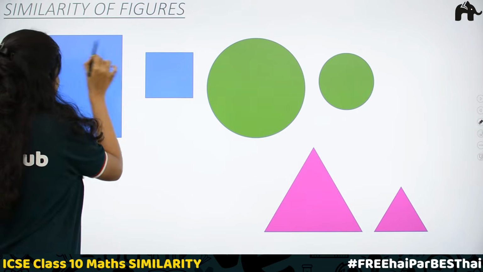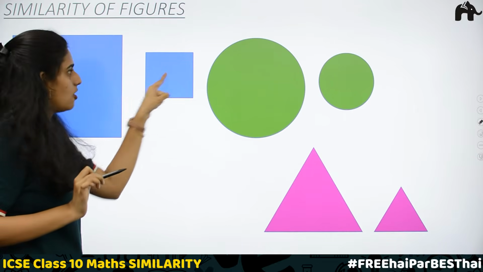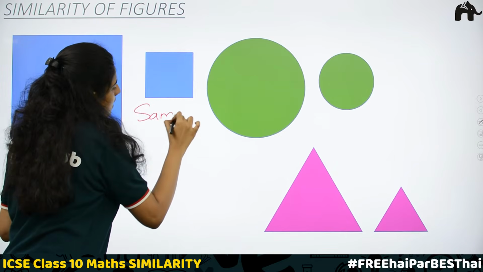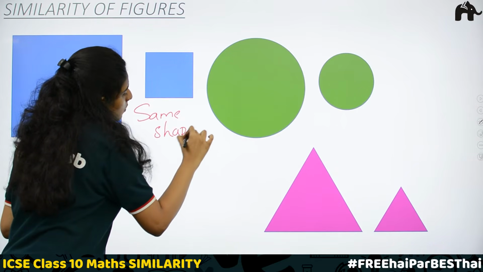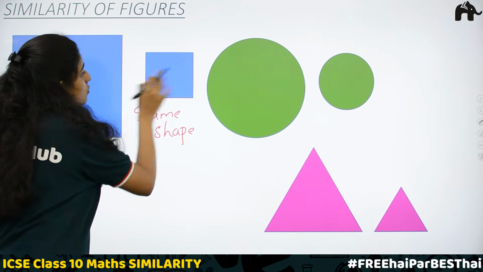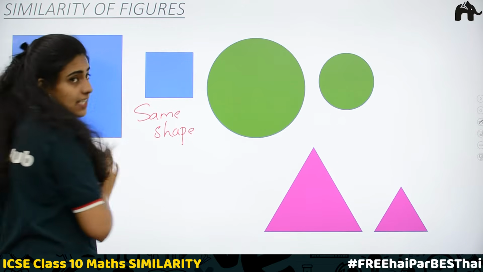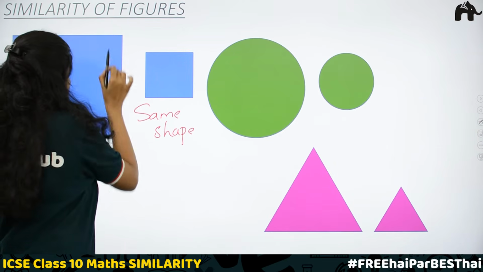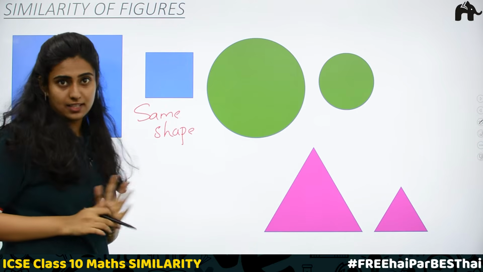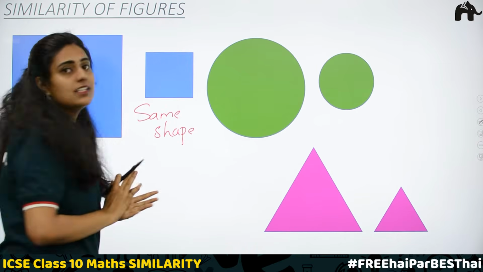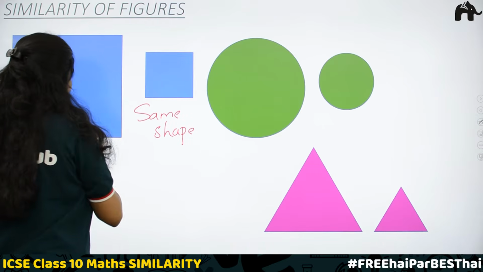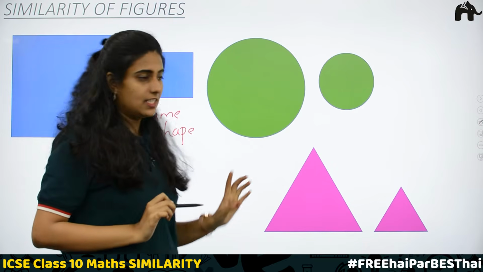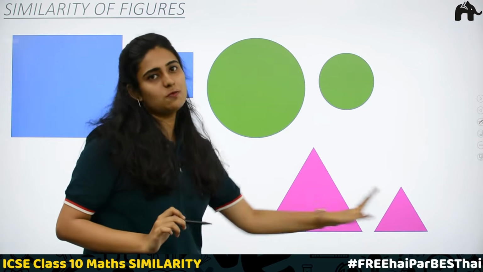But I can say that this big square is similar to the small square. They have the same shape. So, same shape is the criterion which helped us to tell that these two figures are similar. We cannot say this square is similar to this big circle or this big square is similar to this big triangle. Why? Because they have different shapes. So here the big square is similar to the small square, the big circle is similar to the small circle, and this big triangle is similar to the small triangle.